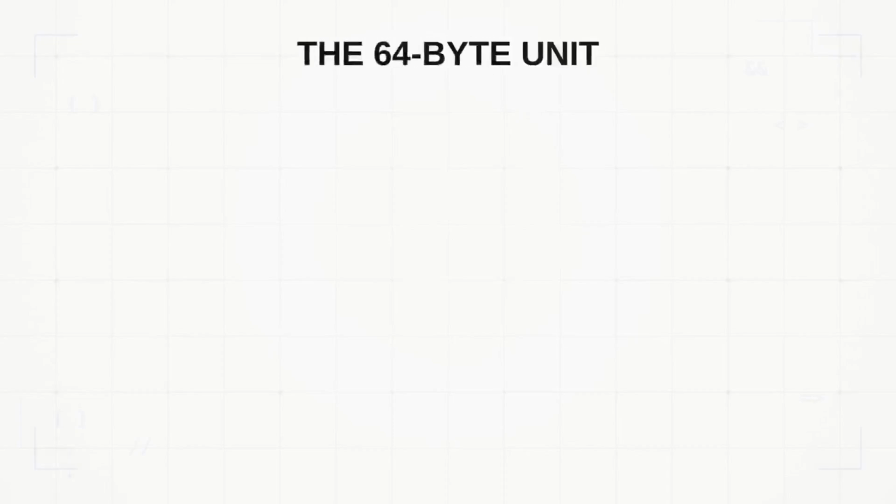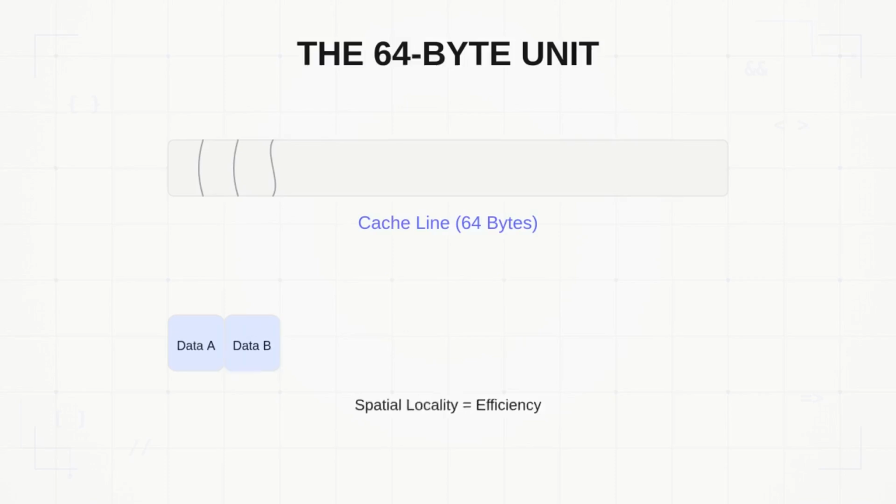The CPU doesn't fetch individual bytes from memory. Instead, it fetches data in fixed-size chunks called cache lines, typically 64 bytes. When you access one integer, the CPU brings in the next 15 integers along with it, assuming you'll probably need them soon. This is called spatial locality. If your data is packed tightly in an array, the CPU is extremely happy. It can prefetch the next lines before you even ask for them.